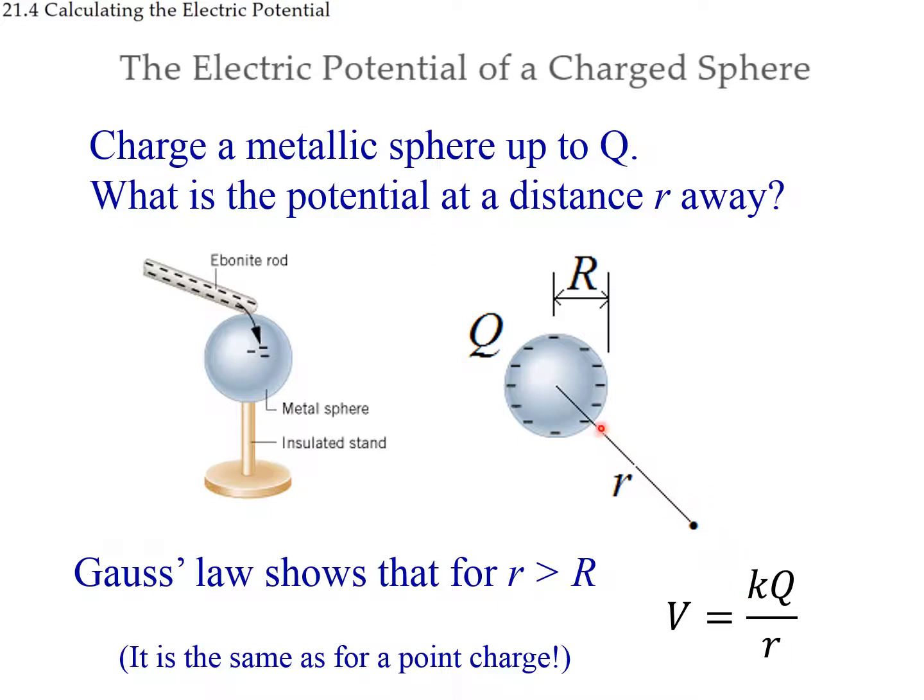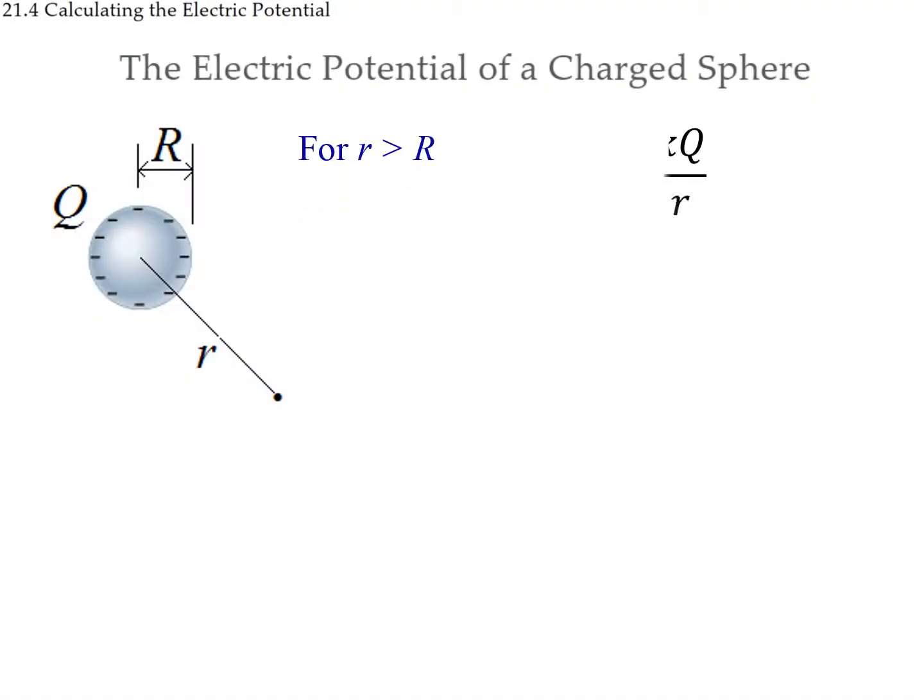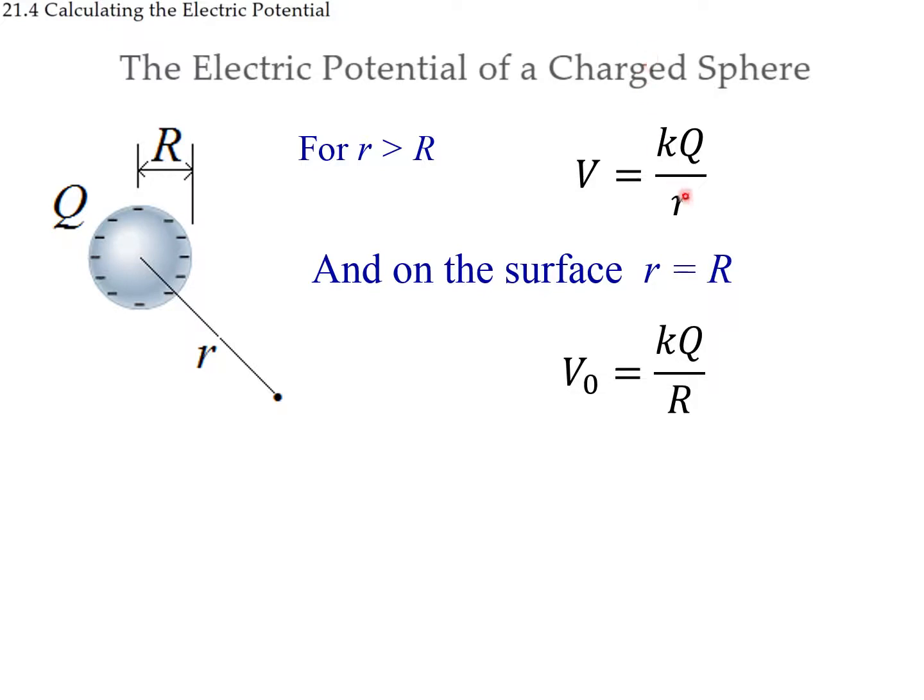And all of this is valid for the outside, because the inside is a different situation. The radius of this sphere is going to be capital R, so this is valid for little r larger than capital R. For r larger than capital R, this is how you calculate the electric potential of a uniformly charged sphere. And if you do it on the surface, you have to use capital R for this.